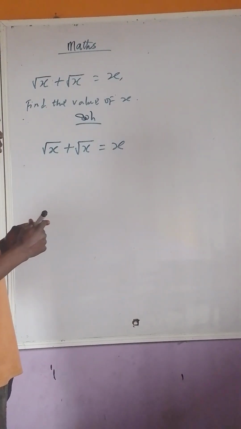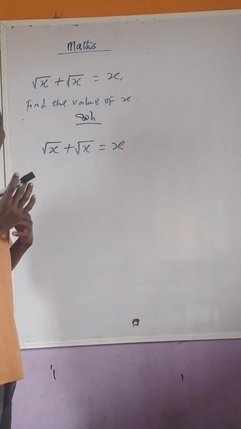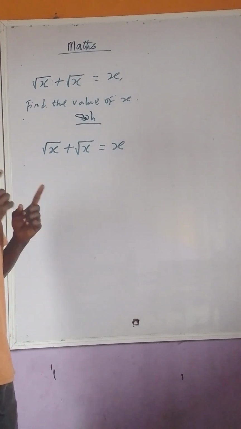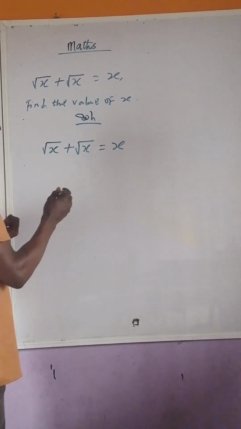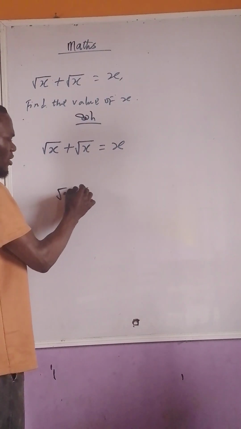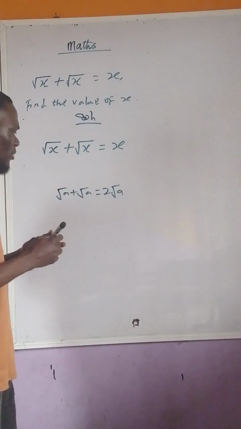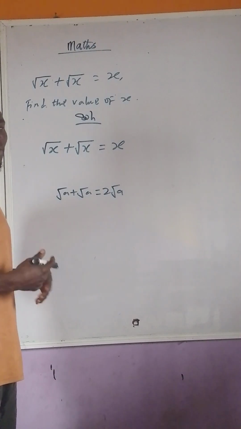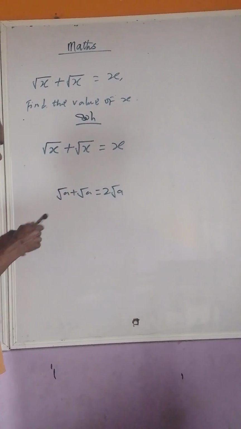Now in this case, when you have root x plus root x equals x, what you have to do here is this. Remember one of the laws we have in surds: when you have root a plus root a, this equals 2 root a. And how do you get into that? How can we have 2 roots? It's actually very easy. Just take a look at it in this format.